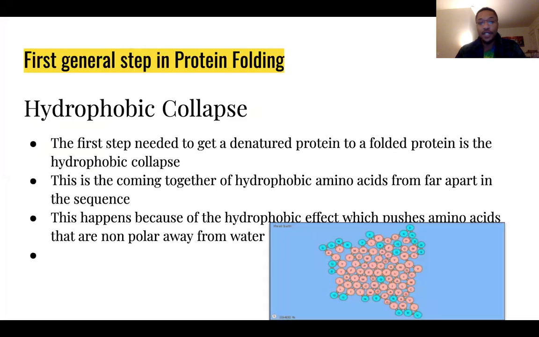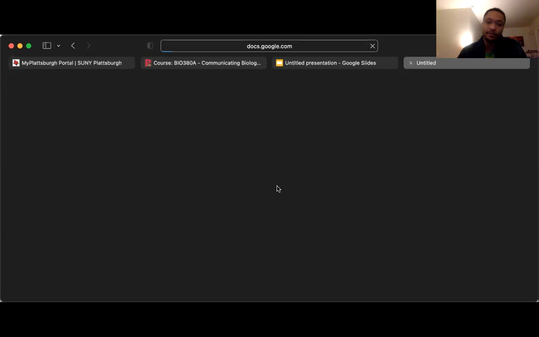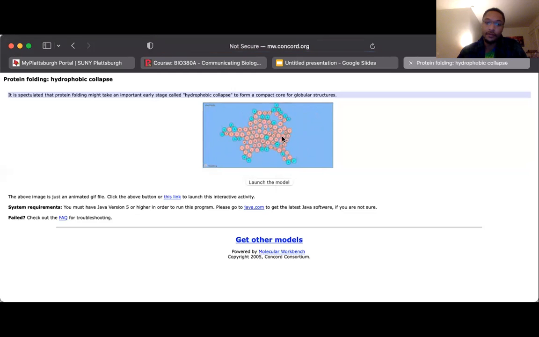The first general step in protein folding is the hydrophobic collapse. This is the first step needed to get a denatured protein to a folded protein. This is the coming together of hydrophobic amino acids from far apart in the sequence. See this GIF? You see as they come together and close up?